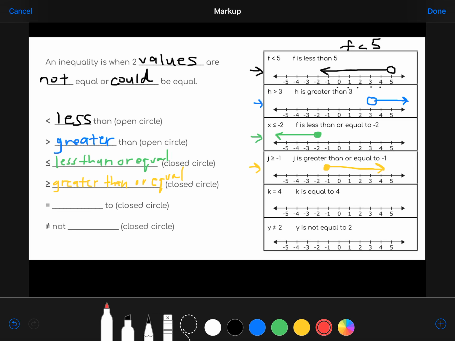Then we have equal. So just any number that's equal to, that would be a closed circle because that is the solution. k is equal to 4, so I would just put a closed circle on 4.